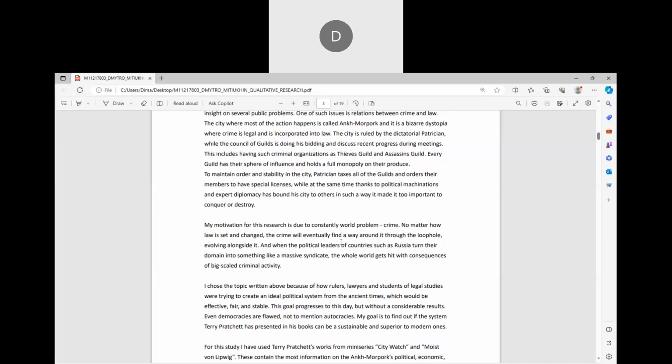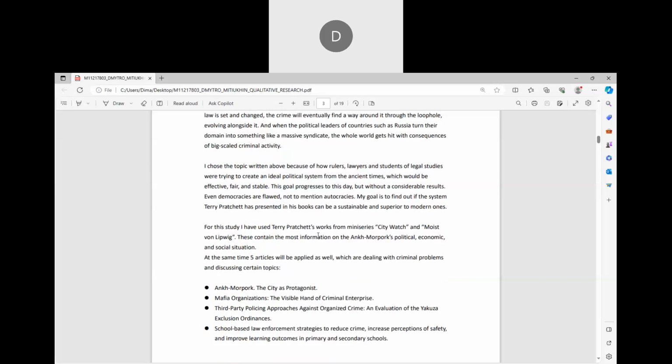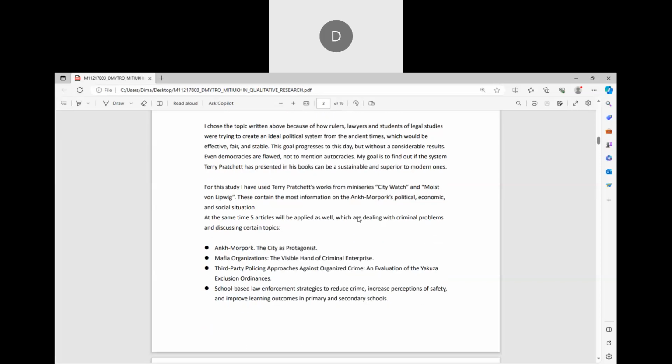And my motivation for this research is a constant world problem, which is crime. No matter how law tries to counter it, crime always either finds another way or a new crime appears. And this is still a very present problem. I chose this topic because the idea and theme of creating a fair, ideal, and stable government is always present throughout history. But even now, the results are not ideal. Even democracies are flawed, not to mention autocracies.